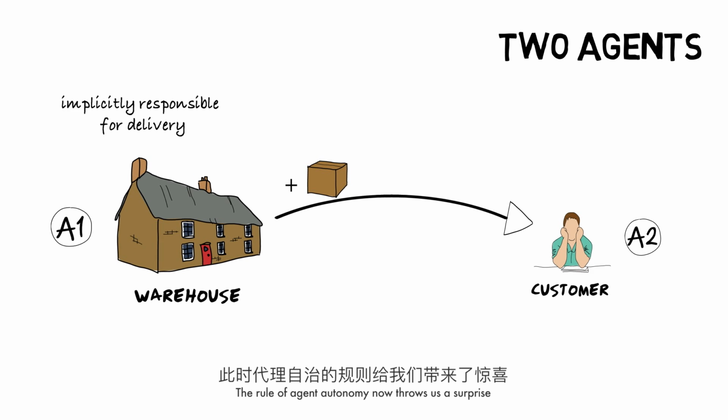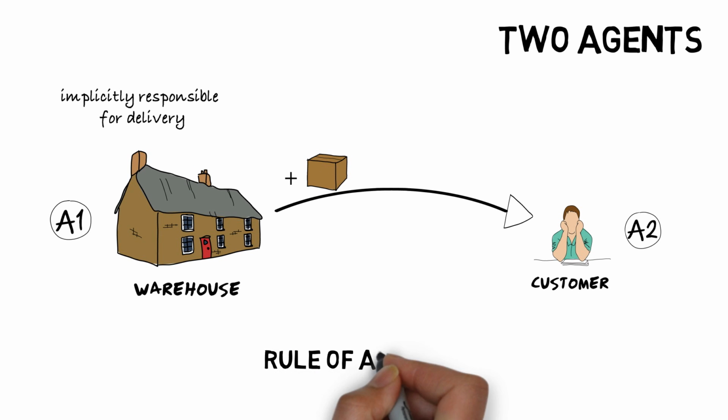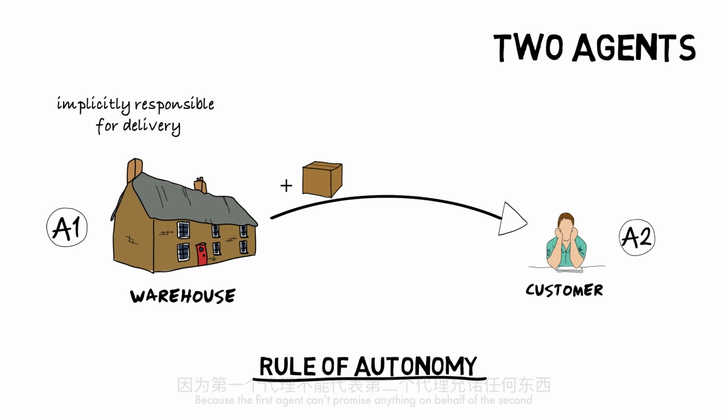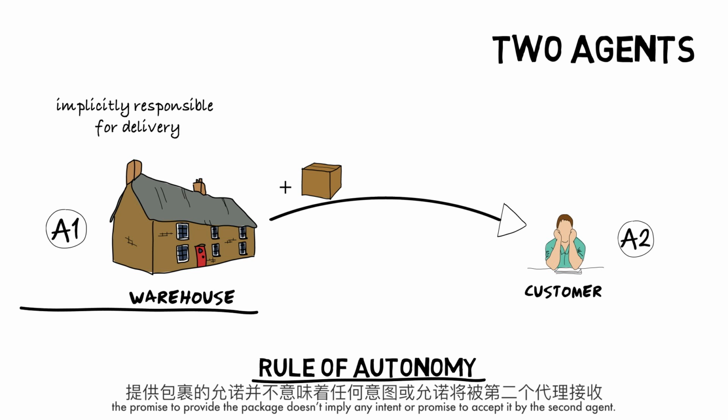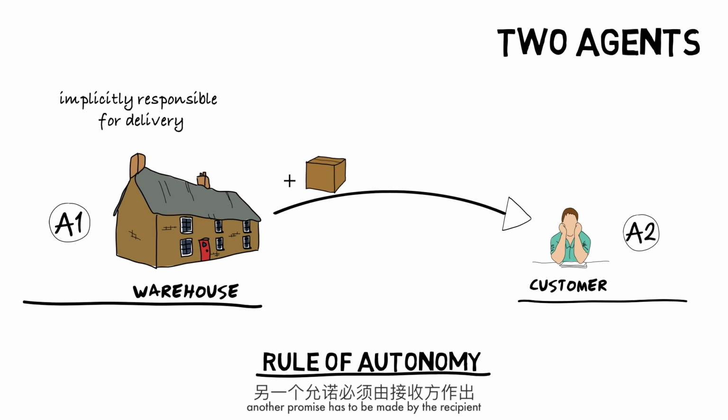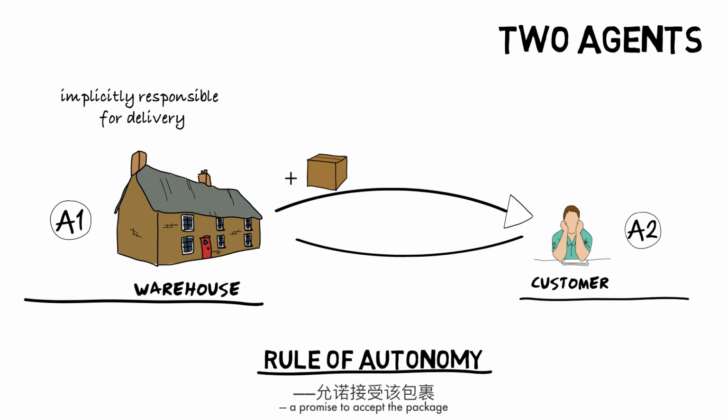The rule of agent autonomy now throws us a surprise. Because the first agent can't promise anything on behalf of the second, the promise to provide the package doesn't imply any intent or promise to accept it by the second agent. So for the package to be delivered, another promise has to be made by the recipient, a promise to accept the package.